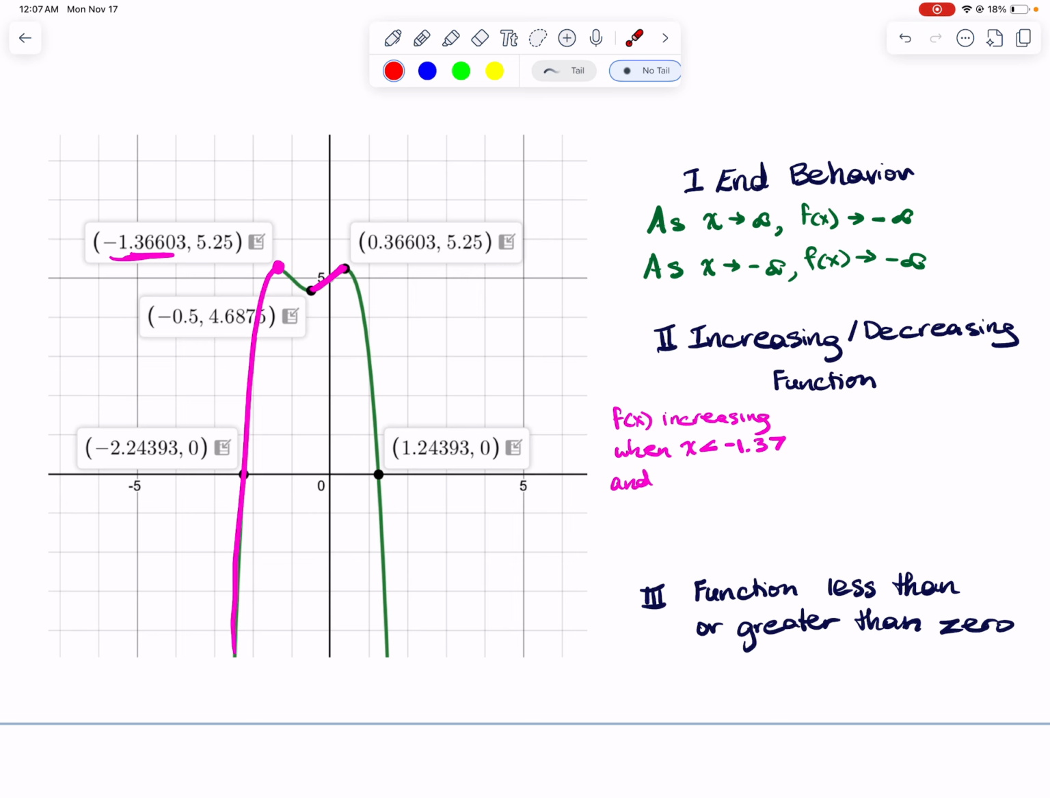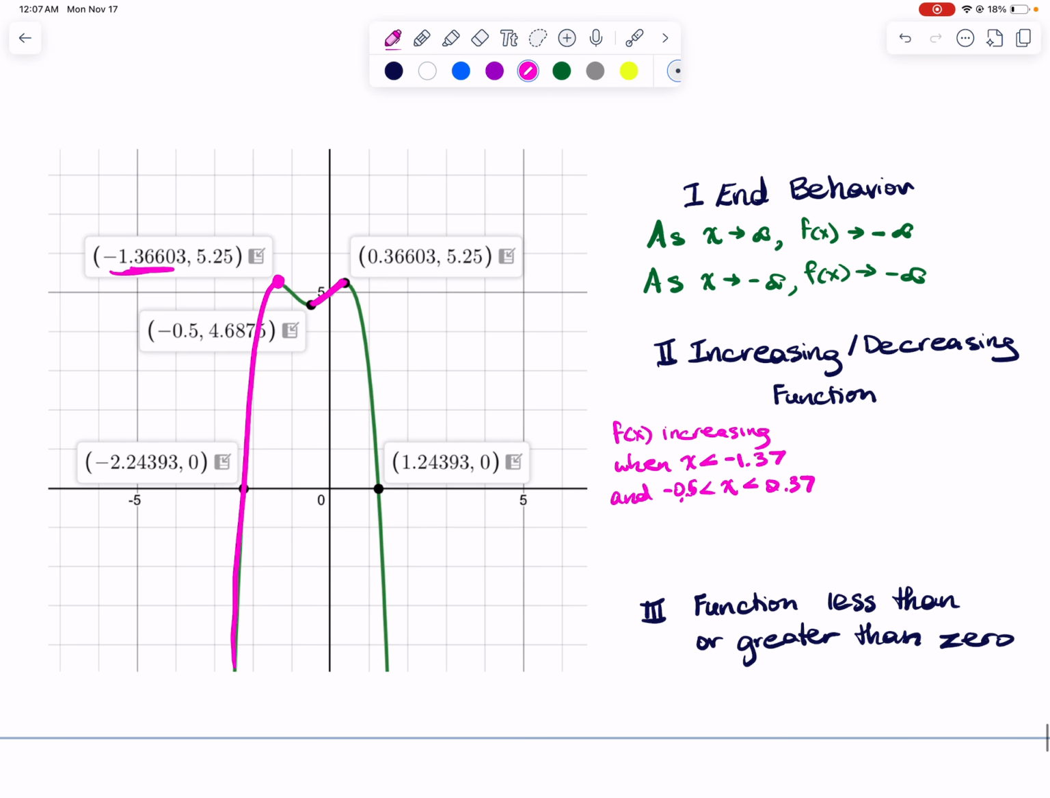So when x, and remember when it's between, we do our notation in that way. So between negative 0.5 and 0.37. All right. Now increasing, that's what we just did.